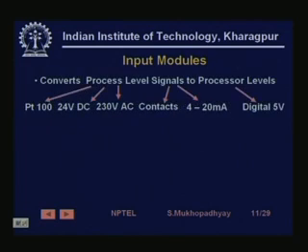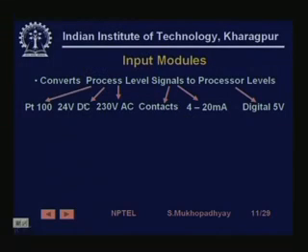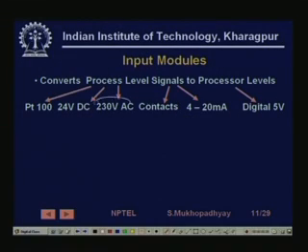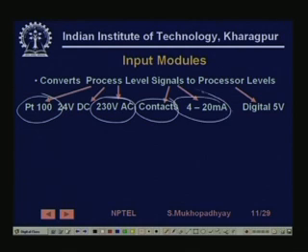So then we look at input modules. Input modules basically convert process level signals to processor levels. So what do we mean by process level signals? Process level signals are signals which actually exist on the field. For example, they could be 24 volt DC signals or 230 volt AC signals, or even sometimes contacts, sometimes some RTD, platinum RTD, or could be a 4 to 20 milliampere current loop, the signals which actually come out of sensors and actuator devices.